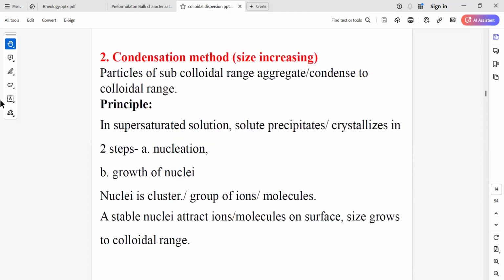Then the condensation method is the opposite of the dispersion method. Here there is molecular level dispersion, also known as molecular dispersions or true solutions. From molecular size we come to colloidal size, around the nanometer range. That is the condensation method. In the condensation method, there are chemical methods and also the aggregation method.